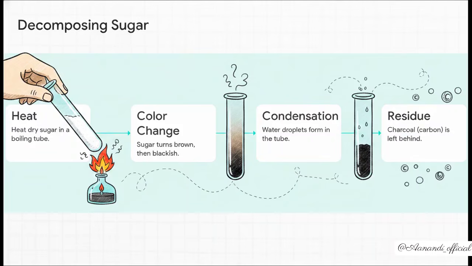And what's left behind at the bottom? A black mass of charcoal, which is pure carbon. The heat has forced the sugar to give up its carbon and water. And since water is made of hydrogen and oxygen, this simple test proves that sugar is definitely not an element. It's a complex chemical compound of carbon, hydrogen, and oxygen.